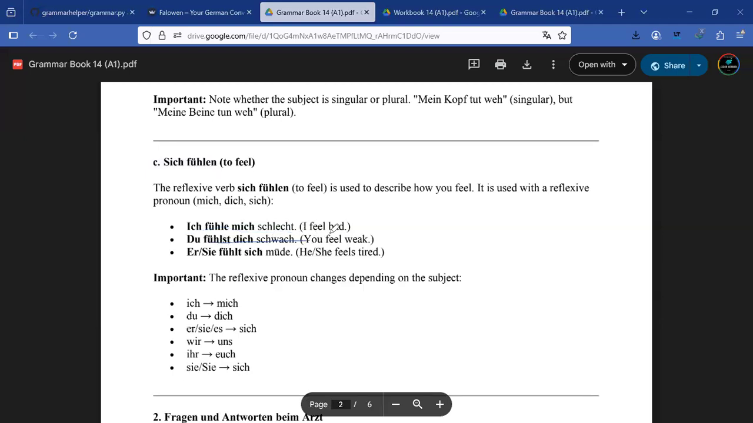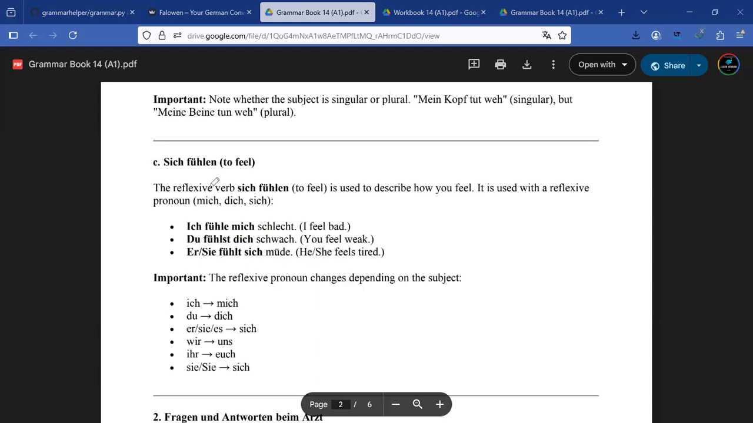Du fühlst dich schwach. That means that you feel weak. So as you are using du, then it goes with what? Dich. And sie fühlt sich müde. That means that he or she feels tired.